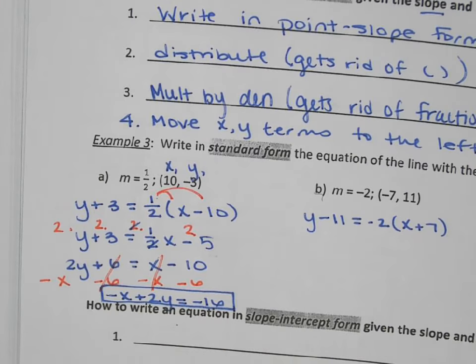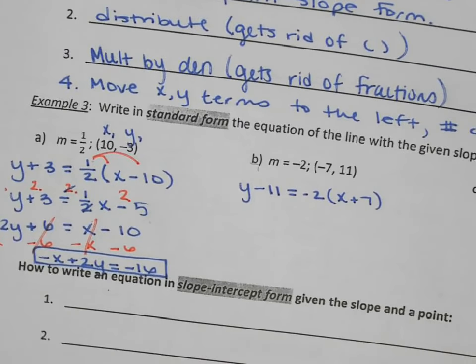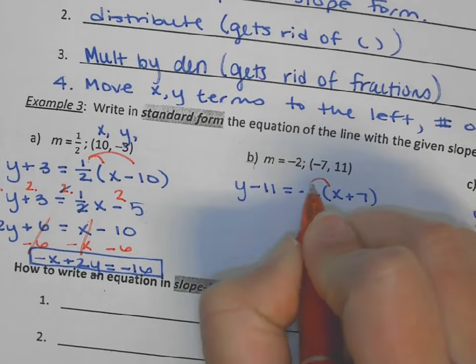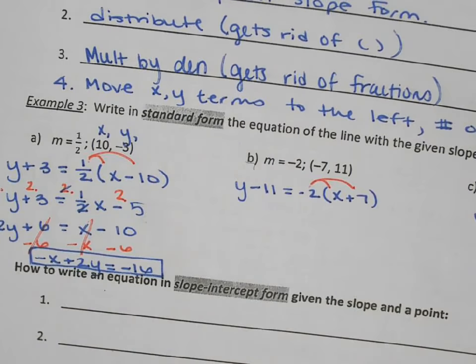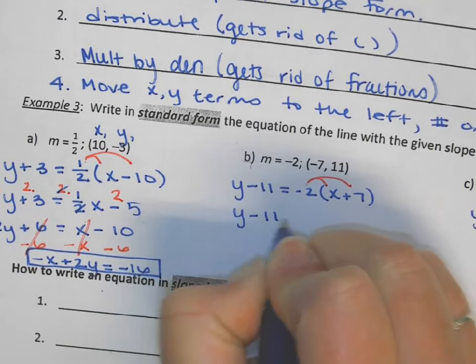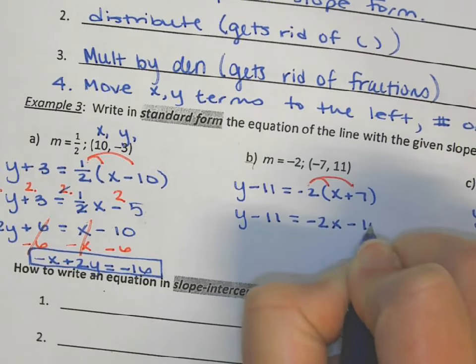This next one's even easier. What do I do first on this next one? Distribute that -2. Why is this one easier? Why do I know that by looking at it? There's no fractions. So y minus 11 equals negative 2x. Negative 2 times 7 is minus 14.